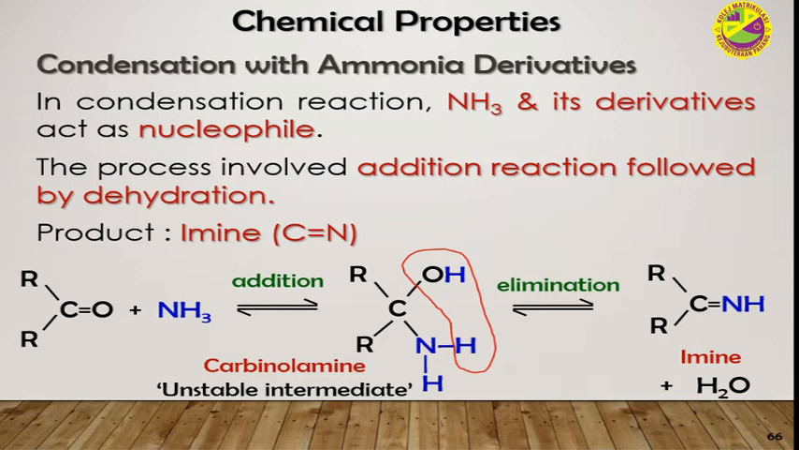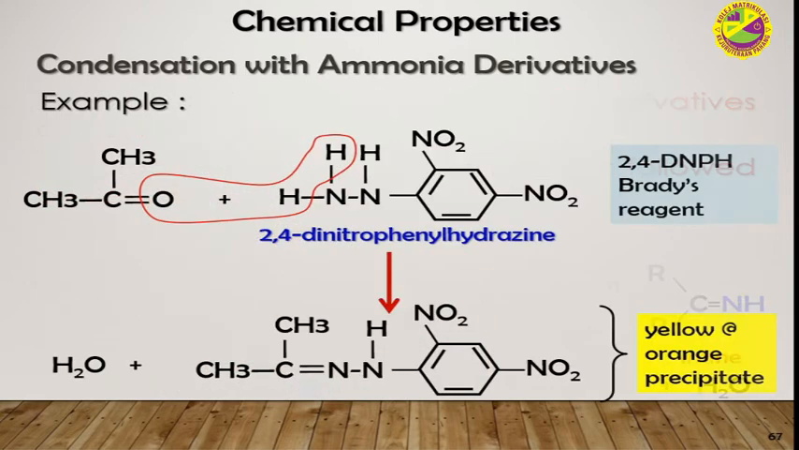Consider the following reaction between a carbonyl compound and ammonia, NH3. The oxygen from the carbonyl compound and 2 hydrogens from ammonia are eliminated as water. The carbon is now double bonded to nitrogen. This product is called imine. Look at the following example.